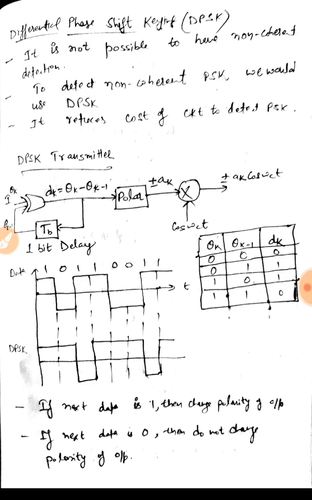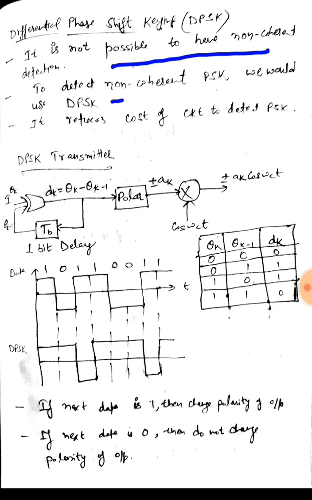So till now we have learned about amplitude shift keying, frequency shift keying, that is FSK, and phase shift keying. In phase shift keying we saw that we could not detect it using the non-coherent method, which increases the cost of the receiver. So we saw that non-coherent detection is not possible for PSK.